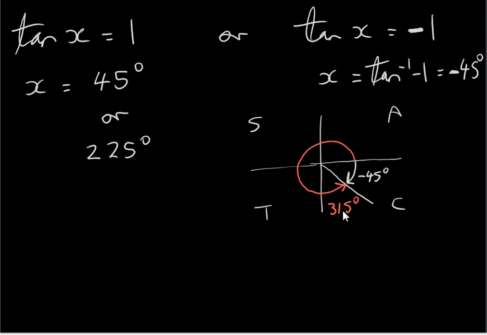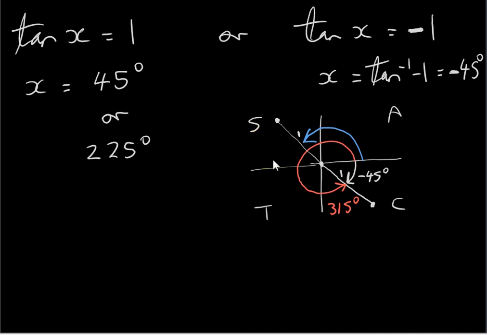Now, we know that there must be another angle in the S quadrant whose tan is -1. To find that angle, we just reflect this point through the origin. This is a unit circle. So what angle corresponds to this point here? Well, we're measuring anti-clockwise from the positive x-axis. So it's an angle between 90 and 180. It's in the S quadrant.